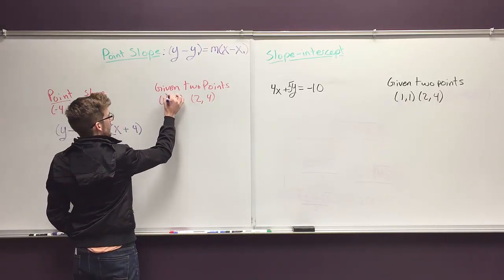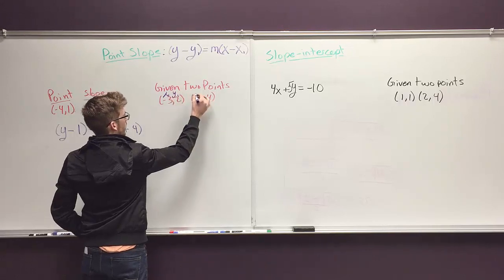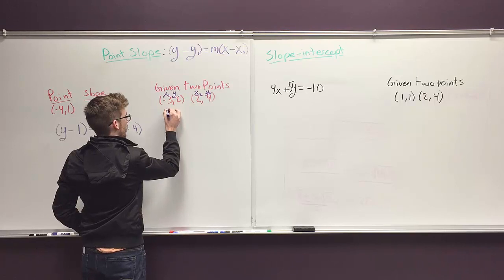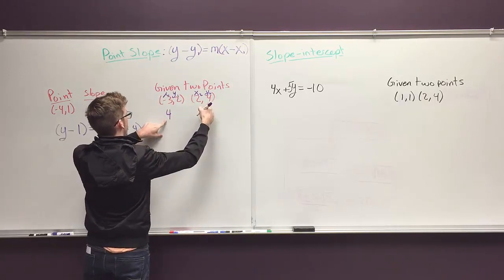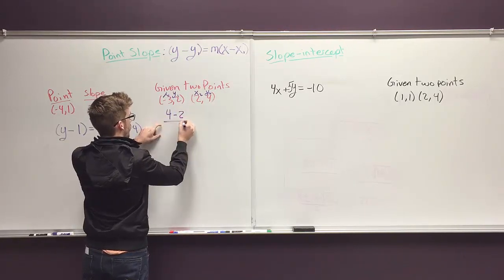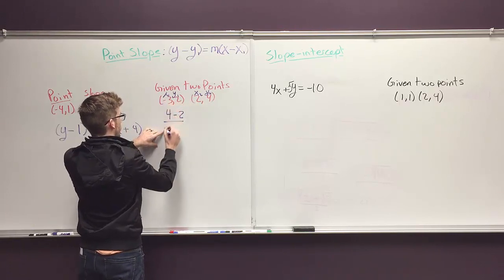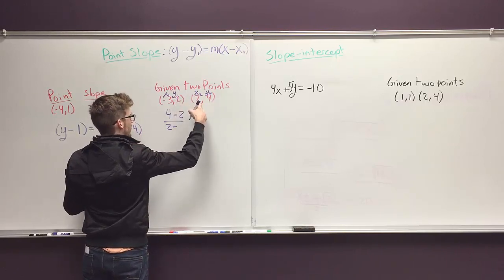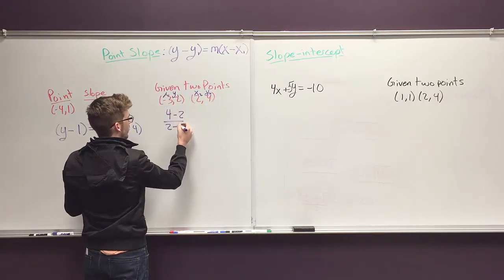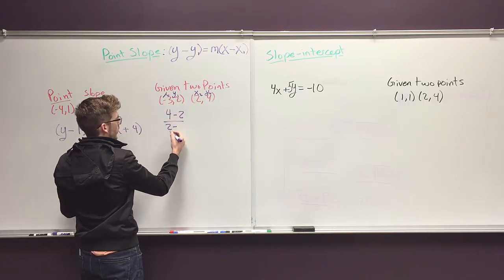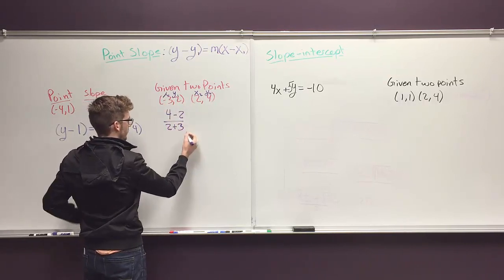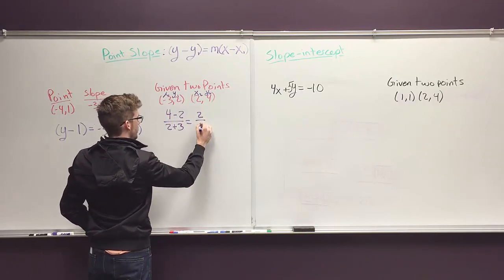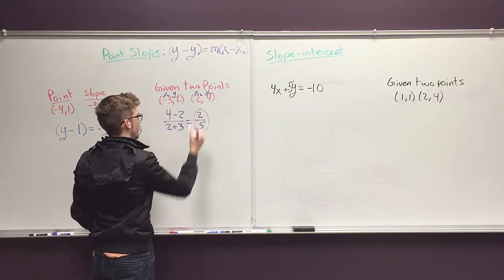So if we label these x1, y1, x2, y2, we can say that if we use that past formula, y2 minus y1 over x2 minus x1. Remember, they have to be y2, y1, x2, x1. And so x2 minus negative is going to be positive. And so we get 4 minus 2, which is 2, and 2 plus 3, which is 5. And so now we have our slope.